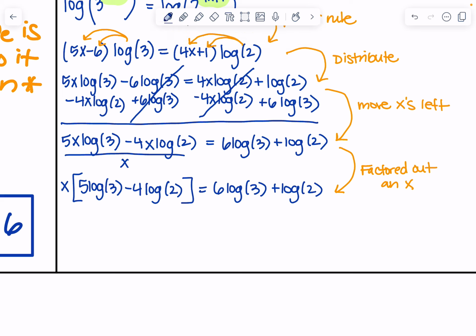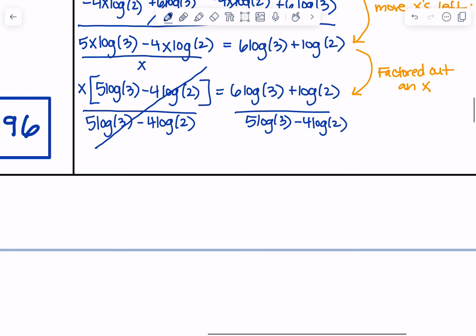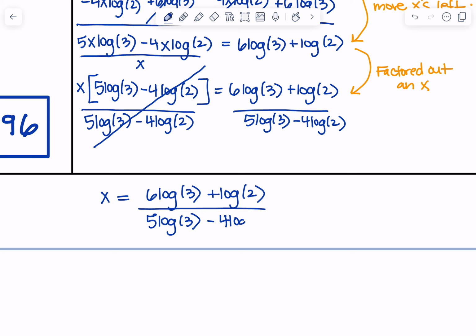Okay, and then once I factored out that x, I'm going to divide both sides by 5 log of 3 minus 4 log of 2. So I'm dividing by 5 log of 3 minus 4 log of 2. So that cancels these out like we wanted to, and that gets x by itself. I wrote too big, but here I'll write down here so I don't smush it all. X is equal to 6 log of 3 plus log of 2 all over what we divided by, 5 log of 3 minus 4 log of 2.